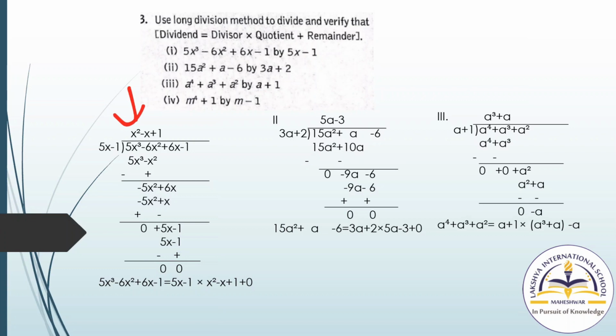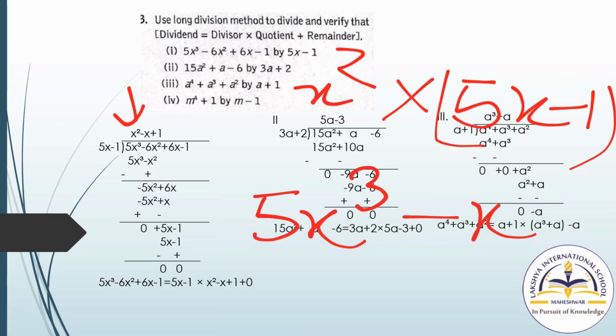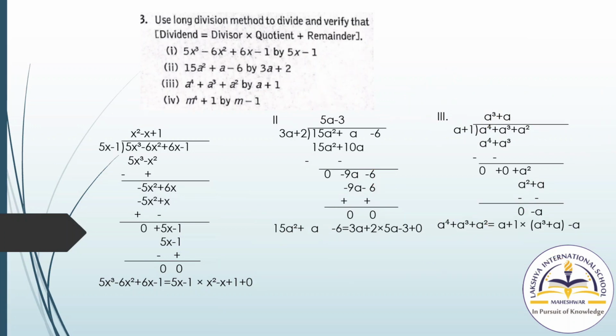Now what do you have to do? This x square you have to multiply with 5x minus 1. Now what term will we get? 5x cube minus x square. Okay, so here we have written 5x cube minus x square. Now in the next step, what we have to do is just change the sign. Here if it is a minus sign, we have to write plus. Then if here it is a positive sign, we have to write a negative sign. Now then we have to solve them.